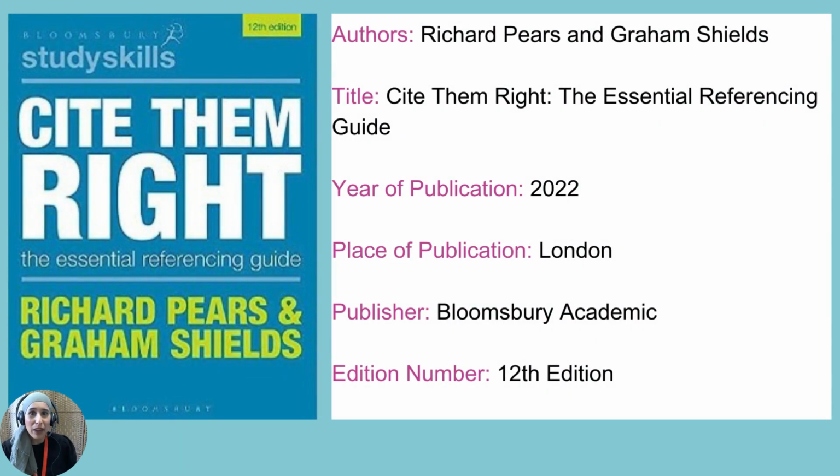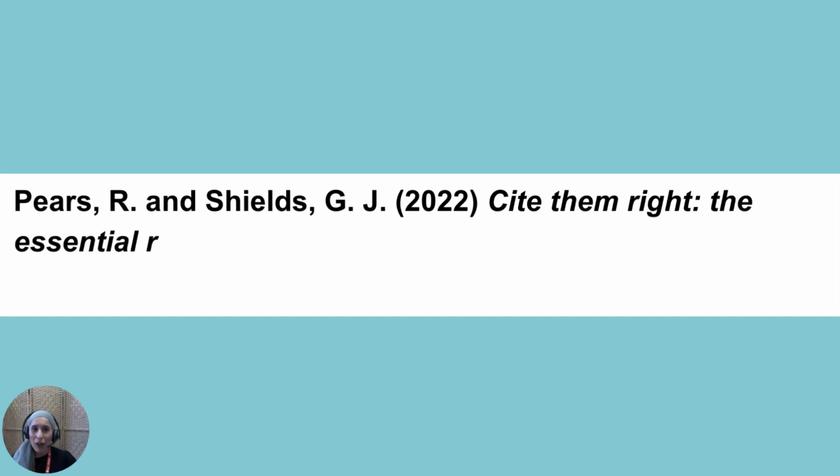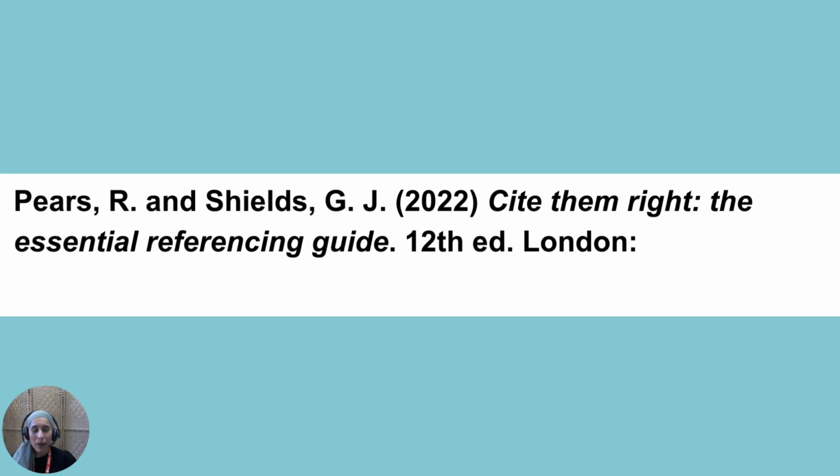Now that we've got all the information we need to create our reference, we will take a look at the correct way to arrange the information. So this is what your reference will look like. The author's surname is followed by their initials, the year of publication in round brackets, the title of the book in italics, the edition number, the place of publication followed by a colon, and finally the publisher.